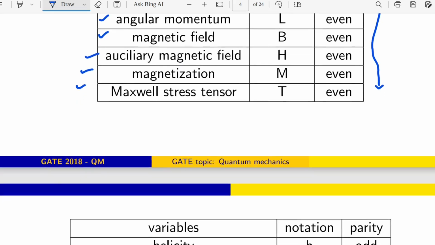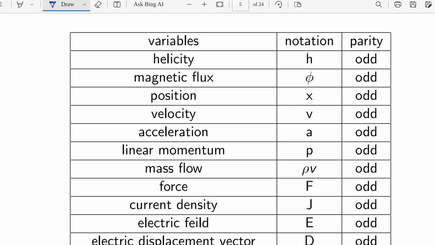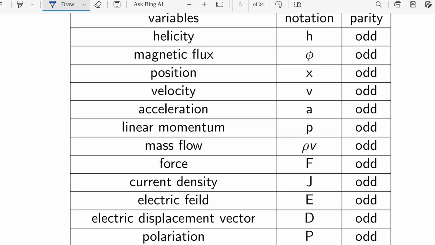Okay. Now coming to who are odd under parity, you can see that there are so many variables who are odd under parity: helicity, magnetic flux, position, velocity, acceleration, linear momentum, mass flow, force, current density, electric field. You can see that the electric field is also there, whatever we have calculated right now. Electric displacement vector, polarization, and then electromagnetic vector potential and Poynting vector. So the electromagnetic vector potential also we have calculated here, which is A.